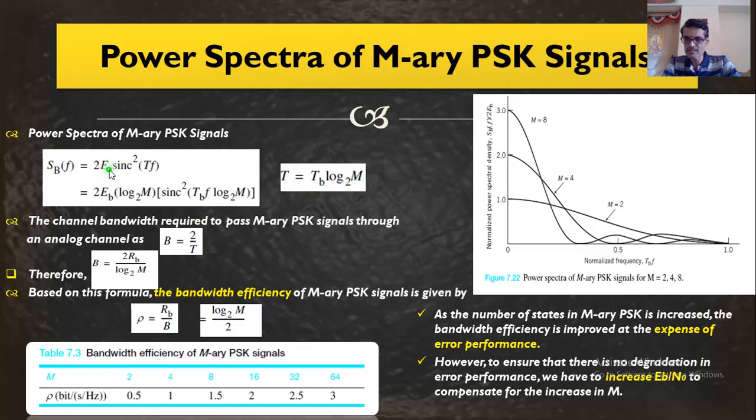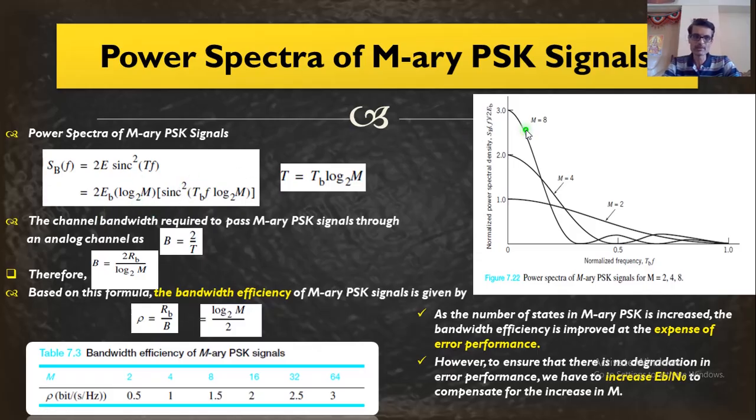And if I substitute E equal to Eb log of M to the base 2, and T equal to Tb log of M to the base 2, I can represent the same formula for power spectral density in terms of Eb and Tb also.